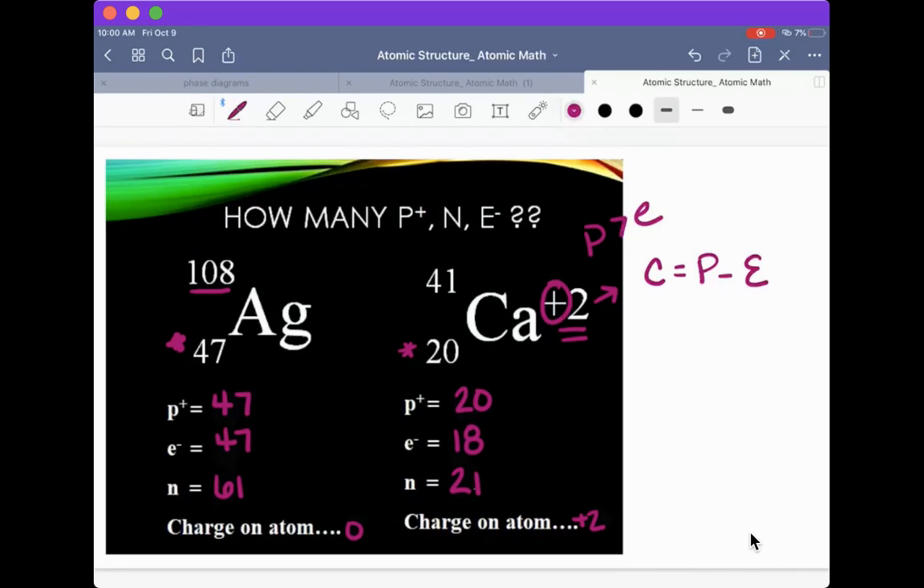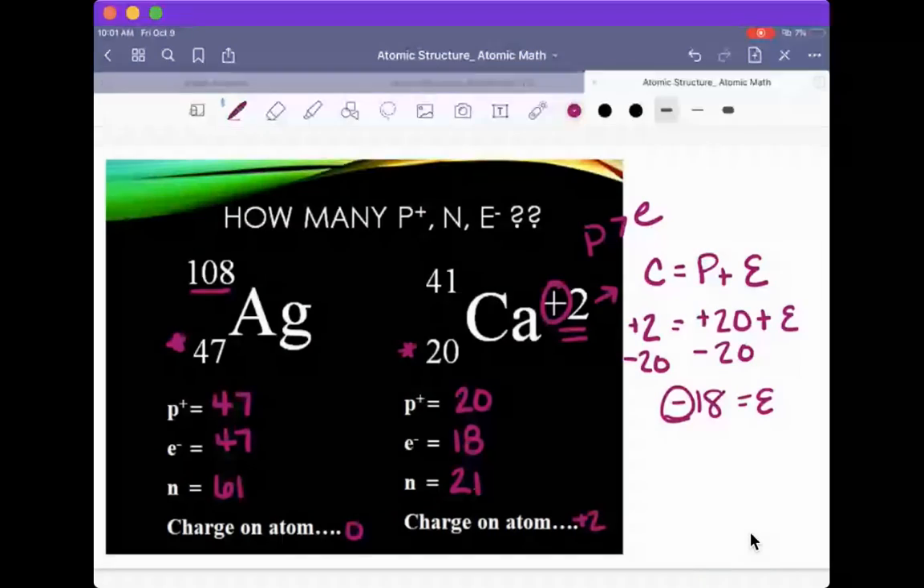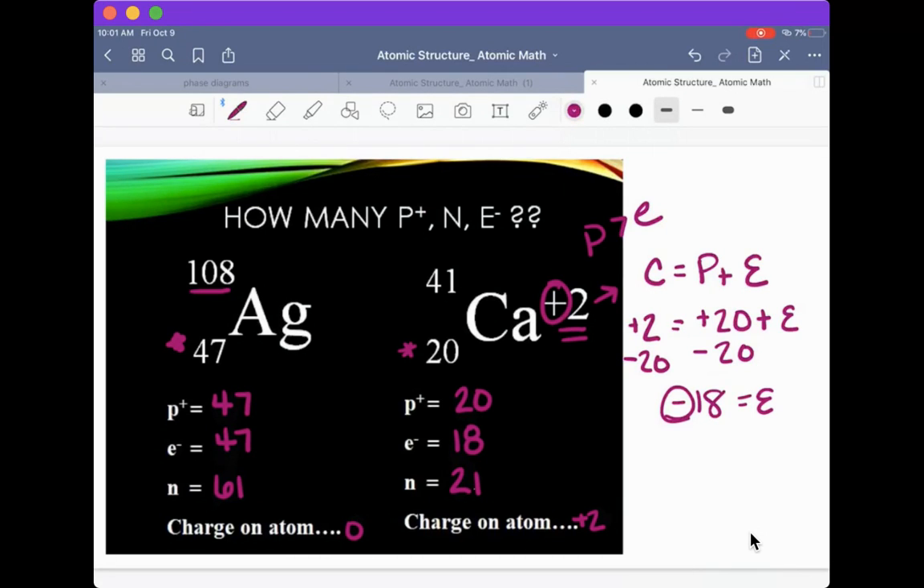The other way you can use it is you could just use your algebra skills. You've got +2 for the charge and 20 here, so we can solve for E. We're going to be subtracting 20, or I'm sorry, this is a plus, so we're going to be subtracting 20 from both sides. So E is equal to -18. That negative is because you're dealing with electrons, which are negatively charged. So there are 18 of them. That's the other way you could solve that.